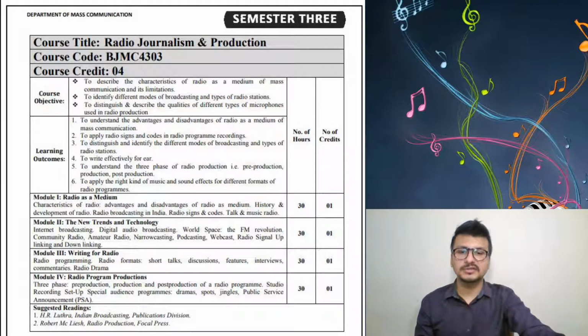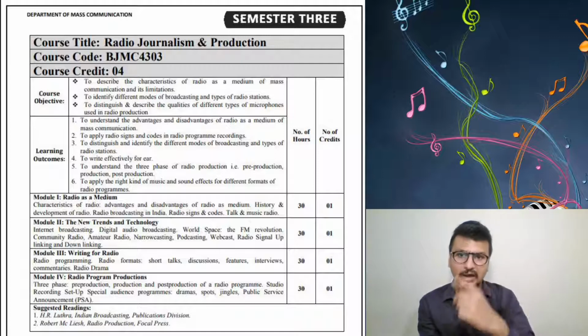So in this syllabus, we will be discussing various interesting things as you have seen right now. This course has 4 credits, and it is in the third semester of the second year of the BJMC of the BBD University syllabus. So let's start with the first module, radio as a medium.